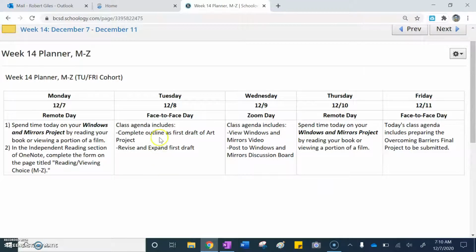And know that once you complete that outline, you're revising and expanding. So our next day, we will prepare this to actually be submitted. What that means is we'll take a look at the rubric on Friday. We'll talk about doing a peer draft or a peer review, and then we'll put it on a final Word document to be submitted. So today, complete that outline, revise and expand that first draft.